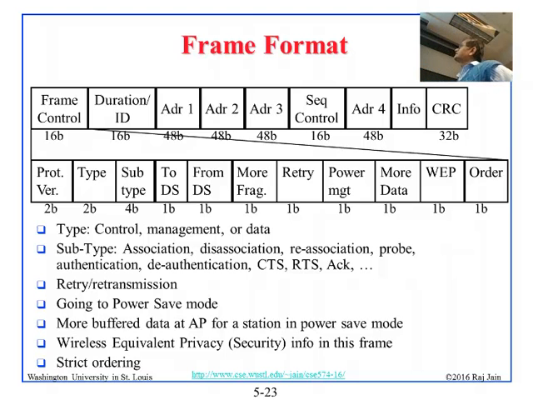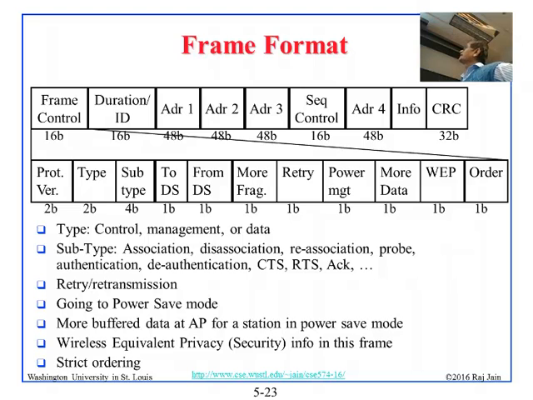So the first 16 bits are frame control. Then the next 16 bits are duration, RID. So if it is duration, it will be the time that I want to hold the medium. Remember that every frame had a time in it. This is the field.